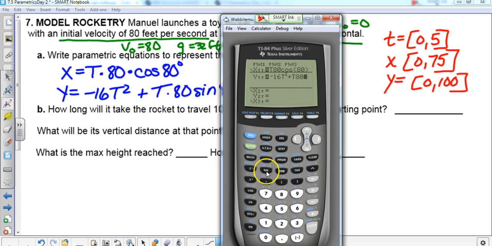Remember, it's sine on the y. All right, my window, 0 to 5 by 0.1, 0 to 75, because that's what John picked, and 0 to 100. That is a beautiful window. I don't know if you guys already tried this out or what, but that's gorgeous.